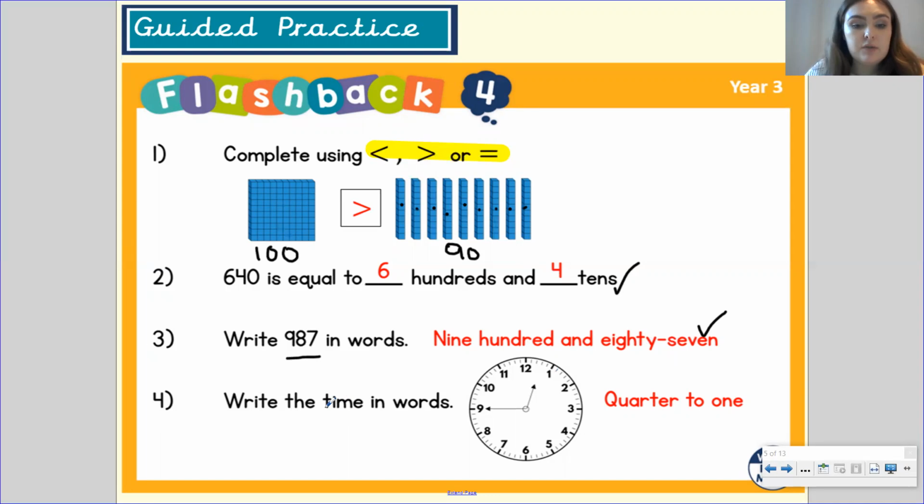And number 4 says you needed to write the time in words. And the time that is being shown here is 1:45. Remember, the shorthand is the hour hand and the longhand is the minute hand. Give yourself a tick if you got that correct.